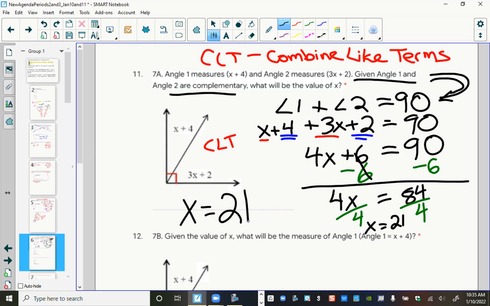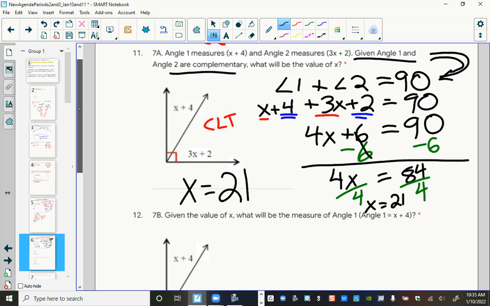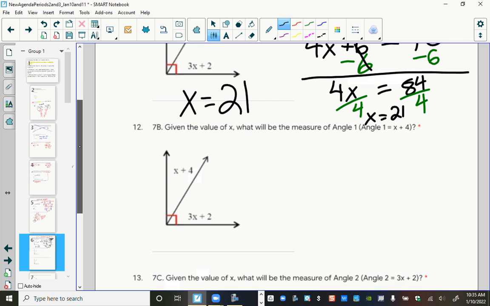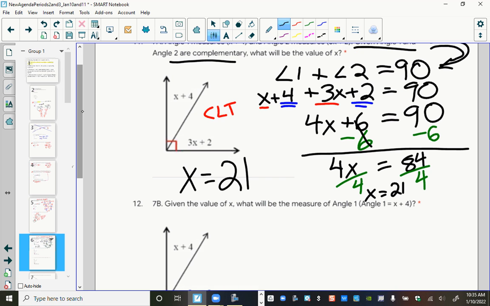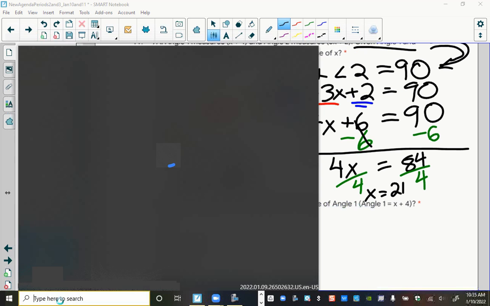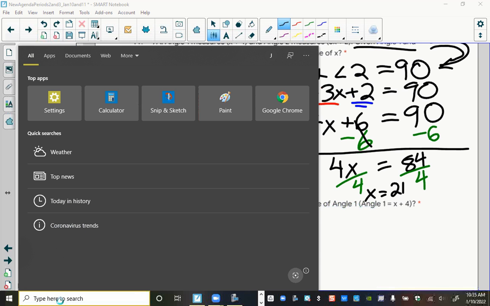Now, basically, for the rest of the page, all you're doing is just substitute. So you have your x. All you're going to do for the next two problems is just substitute. Measure of angle 1 and angle 2. Are you going to put 21 plus 4? Yep. So I'll have you all do that real quick.